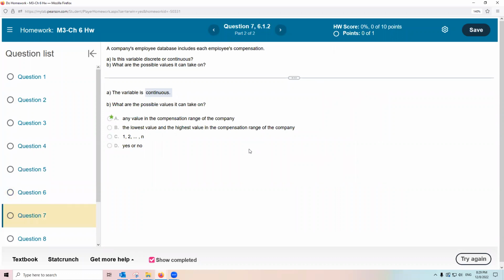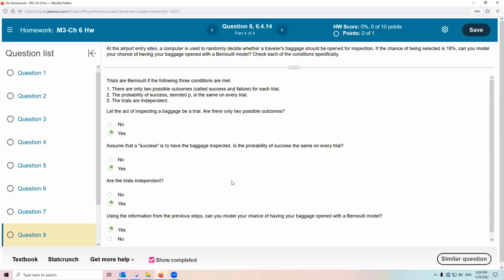How about this one says compensation? Well, compensation is continuous because it can take on any value, any compensation value in the compensation range of the company. Right? It can range from a low number to a very high number. Okay.